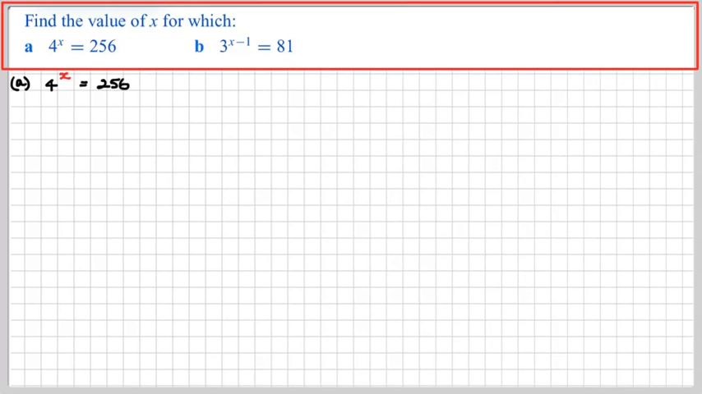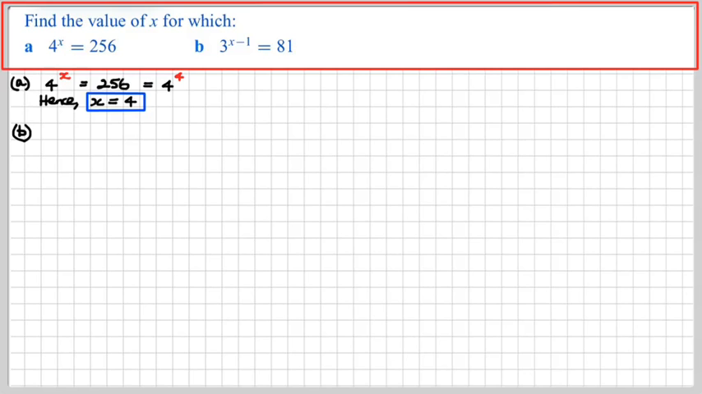So you have a look. 4 to the x equals 256, but 256 in turn is 4 to the 4. If you work it out, it is. So therefore, if the bases are the same, guys, then so must the exponents. Therefore, x equals 4. Yes, need I say more? I know. So that's as easy as that.